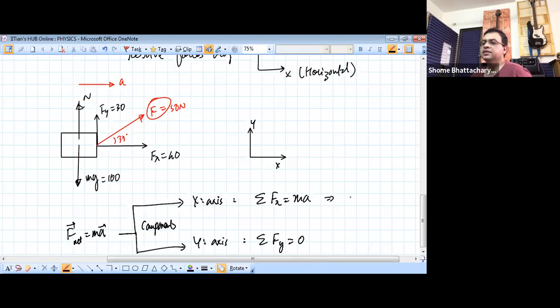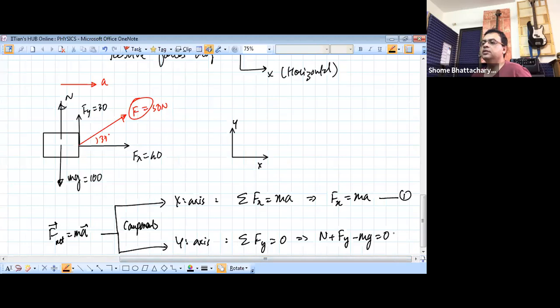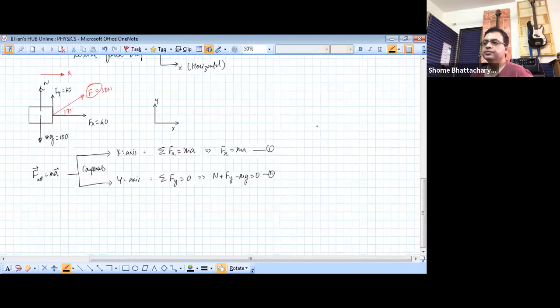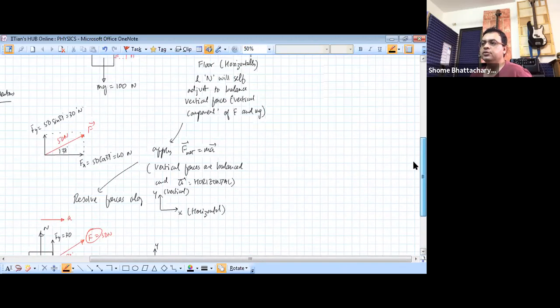Now we see along the x-axis there is only one force actually, the x component of this force. So that should be equal to mass into acceleration. Whereas along the y-axis there is N, there is Fy, and there is mg downwards, so it comes with a minus sign. This becomes equation 1 and this becomes equation 2. By solving equations 1 and 2, we will get the acceleration and the normal reaction. We needed two things, normal reaction and acceleration. We will get the acceleration from equation 1 and the normal reaction from equation 2. So just let me take you through the steps of this again.